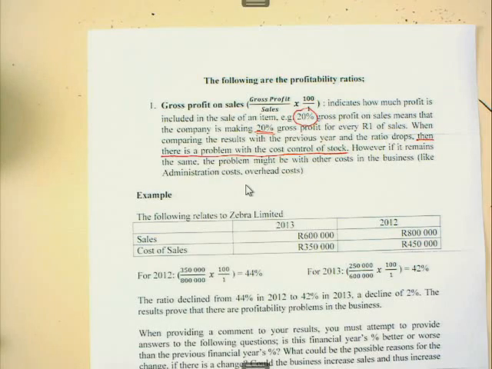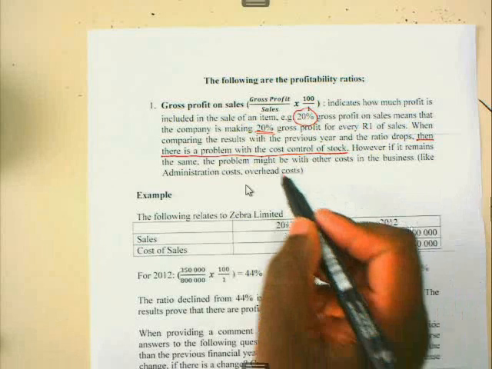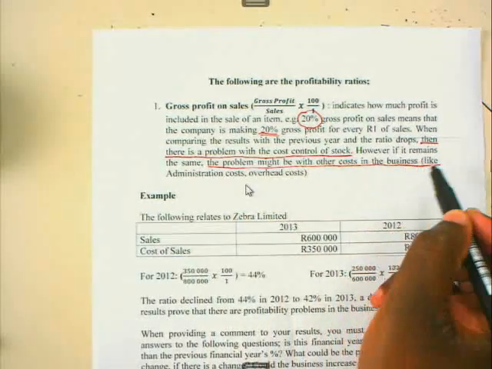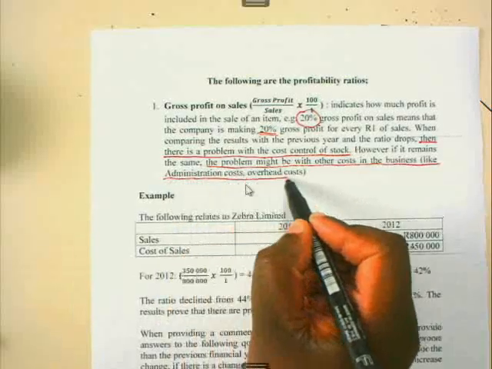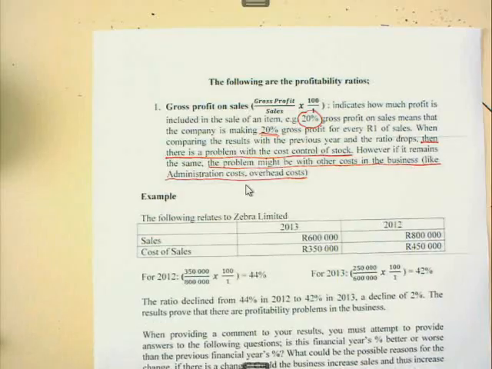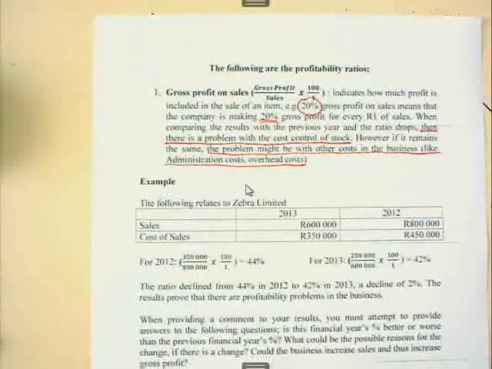However, if it remains the same, the problem might be with other costs in the business, like administration costs, overhead costs, etc. We normally say it is important that only when it goes up or increases, then we will say things are good for the business.